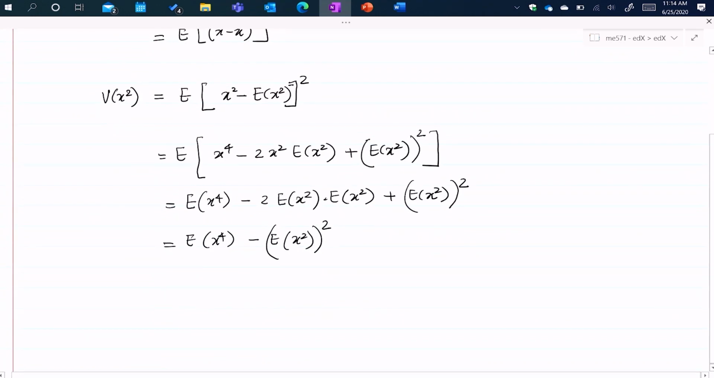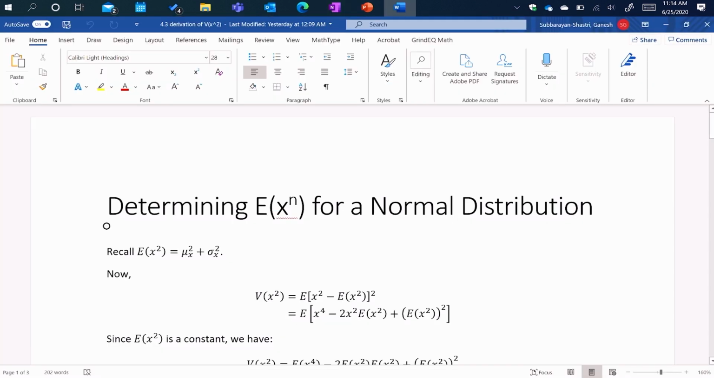So the key point here is that the variance of x squared depends on the expected value of x to the power 4. Things quickly get more and more complicated as you go to higher and higher powers of x. So if you want the variance of x cubed, it's going to depend on x to the power 6 and so on. So this is a challenge of calculating the variance of complex nonlinear functions that we will address later in the semester using what's called the first order approximation, first order reliability approximation.